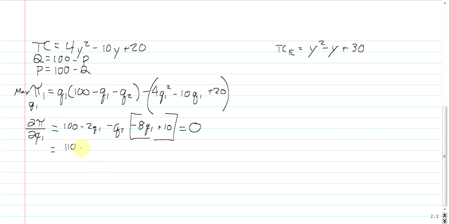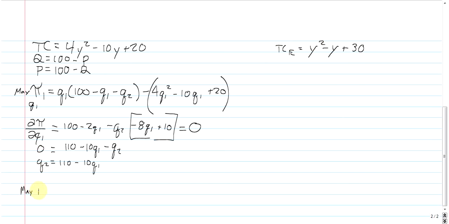Okay. And I have a minus 2Q1 and a minus 8Q1 for a grand total of minus 10Q1 minus Q2. Okay, and from that, since that is equal to 0, I can find that Q2 equals 110 minus 10Q1. Okay, so now we have two unknowns, one equation. Well, we need another equation. So let's go ahead and do the optimization for the second firm, the entrant, using this cost function.